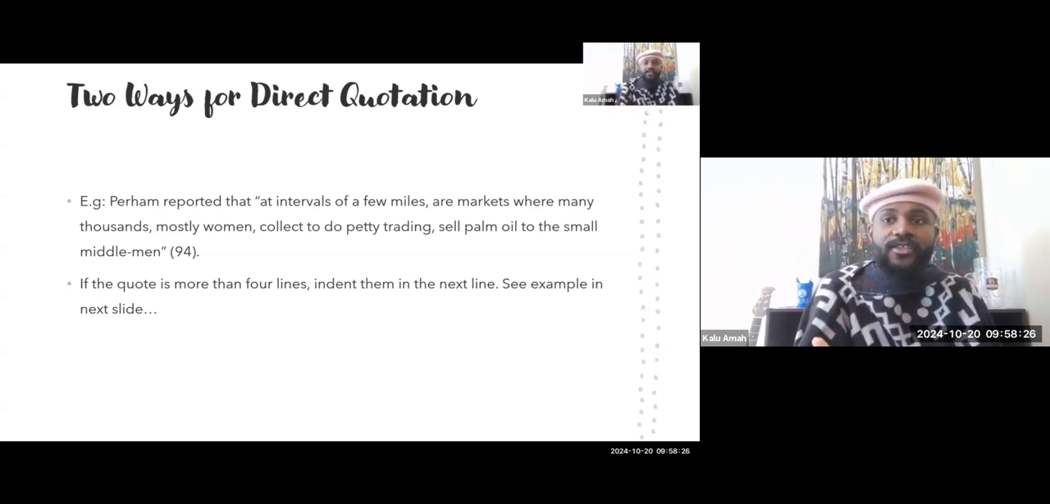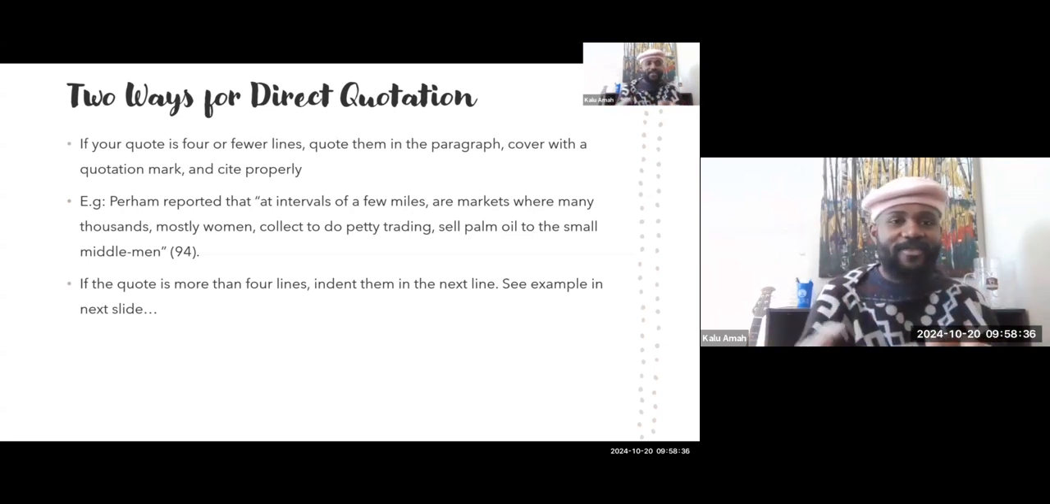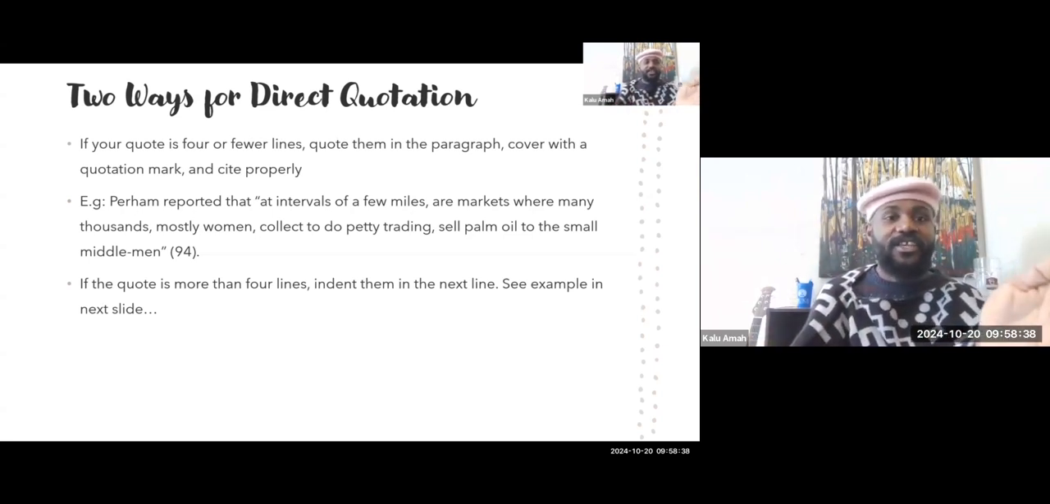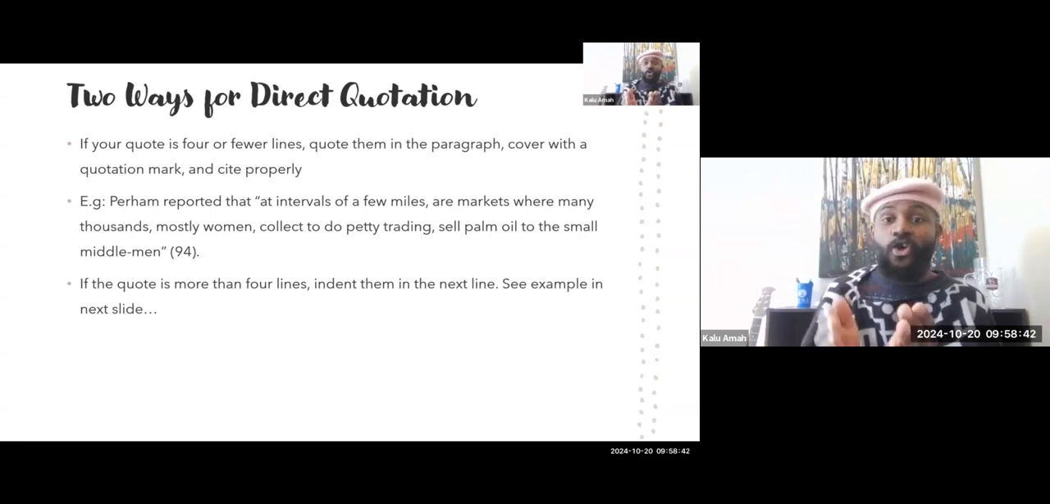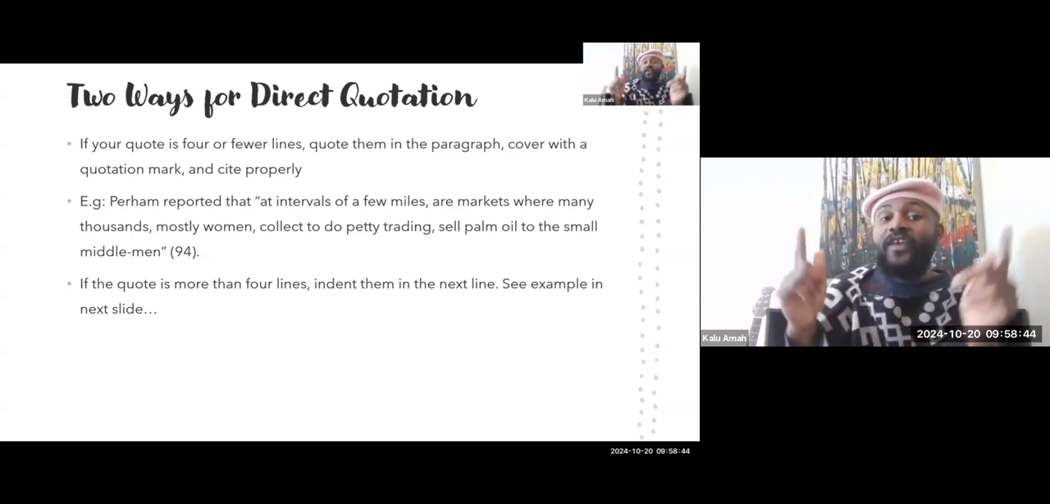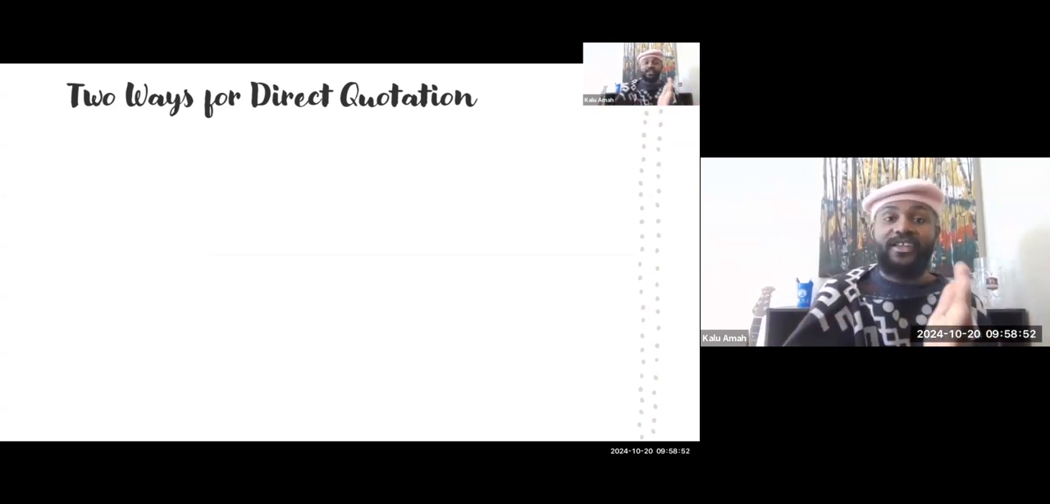But then there is a rule. If it is more than 4 lines, from 5 lines above, do indentation. Sorry, the way I organized my slide, let me read the first thing. If your quote is 4 or fewer lines, quote them in the paragraph, cover it with quotation marks and cite properly, which we've been doing all along. But this is something new. If the quote is more than 4 lines, indent them in the next line.